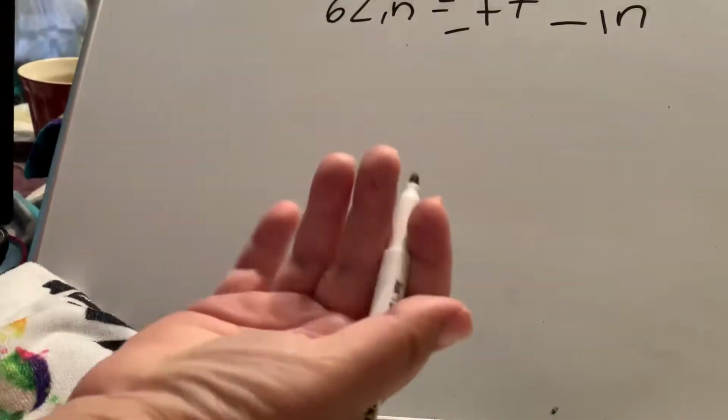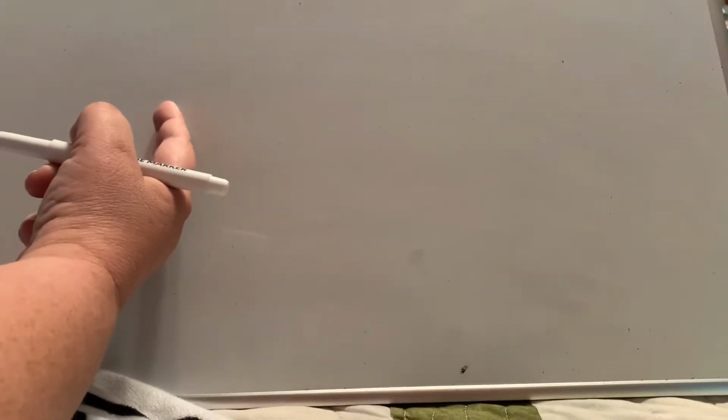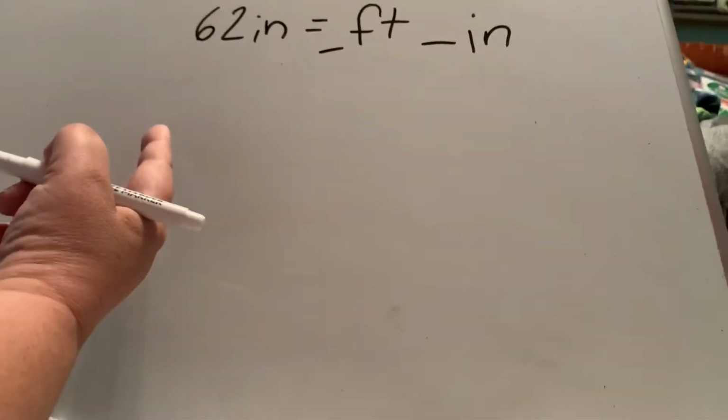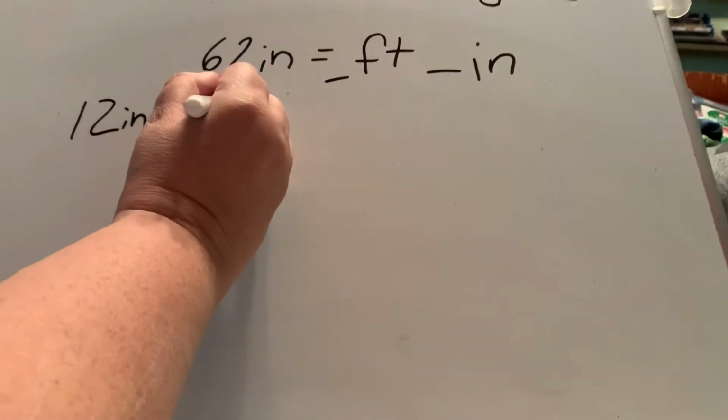Example 2. It says mixed measures use more than 1 unit of measurement. You can convert a single unit of measurement to mixed numbers. So if we needed to convert 62 inches into feet and inches, what are we going to do? Well, first we have to use the table. Our table at the top says that it takes 12 inches to make 1 foot, right?